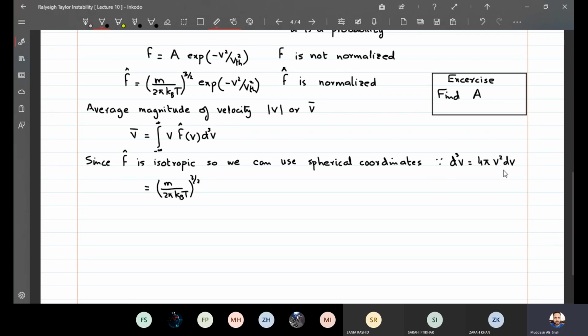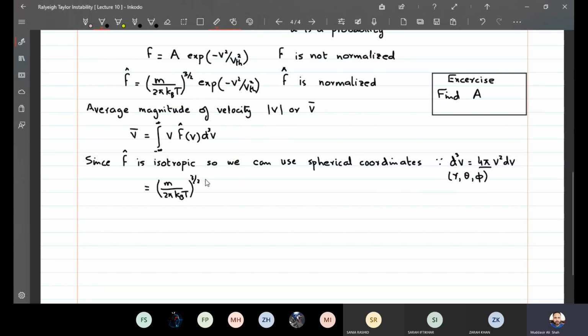Usually in spherical coordinates we have r, theta, and phi. In our case, as we are dealing with velocity dimensions, instead of r we have v, and we have the usual theta and phi. From theta and phi you get this 4 pi, because upon integrating theta you get 2, and upon integrating phi you get 2 pi, and that contributes as 4 pi, and then we have v square dv. So this 4 pi is coming from the integration of theta and phi.